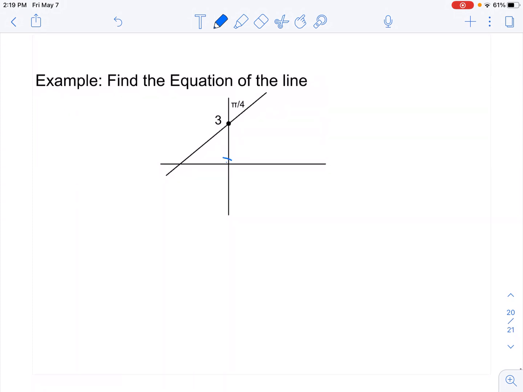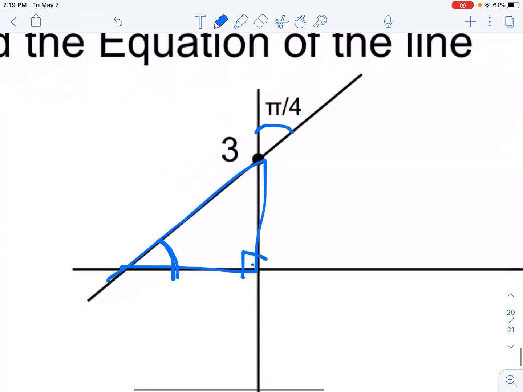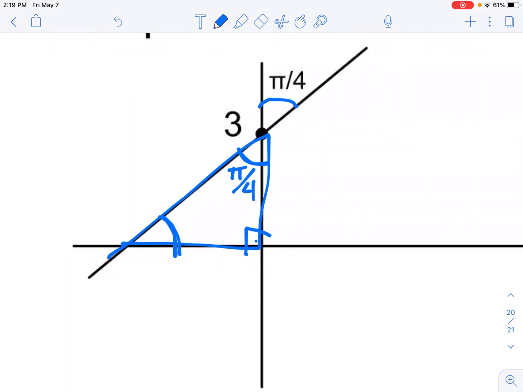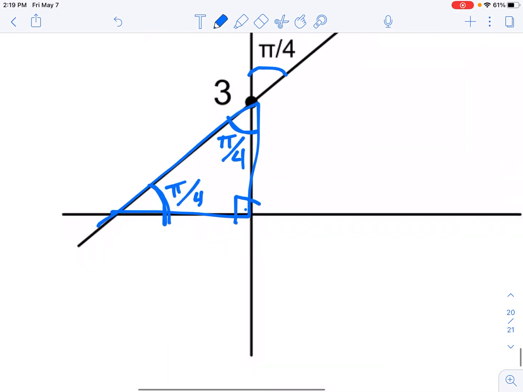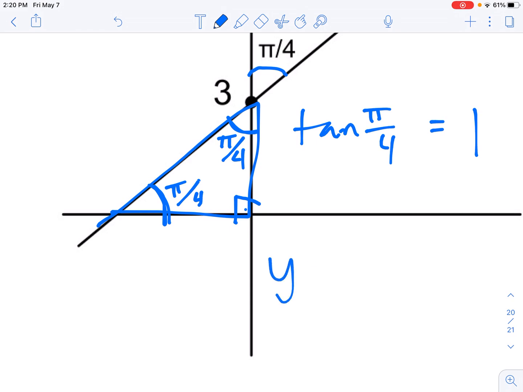I'm going to draw in my right triangle here. What would this angle be if this angle is pi over 4? We have vertical angles that are congruent, so if that's pi over 4, then this is pi over 4. The sum of all the angles in a triangle must add together to be 180, or pi. And so this angle is also pi over 4. So the slope of this line is going to be the tangent of pi over 4. Tangent of pi over 4 is 1. This is going uphill, so it's positive 1. So y equals 1x, and the y-intercept is 3.